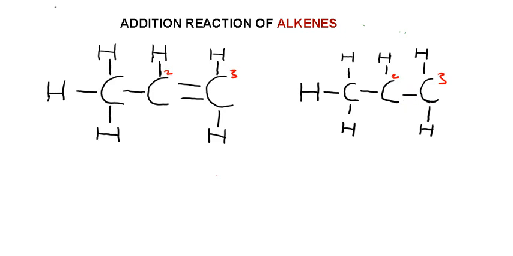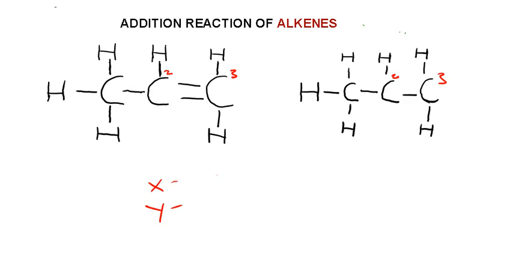So when the double bond in an alkane opens up, one bond will remain as a single bond between the two carbon atoms. And it will now allow these carbons to bond with atoms from another element. That is why we call it addition reaction. For instance, here we have X atom from another element. We have Y atom from another element.